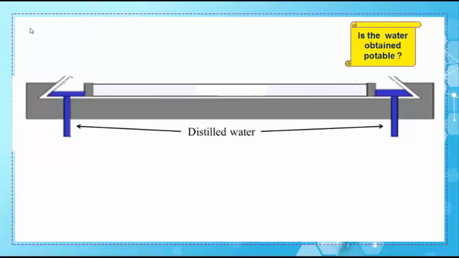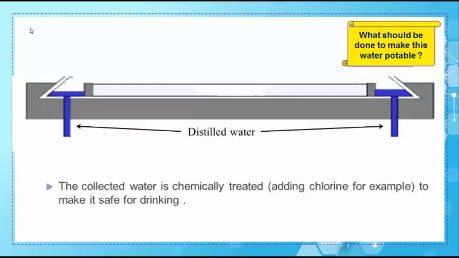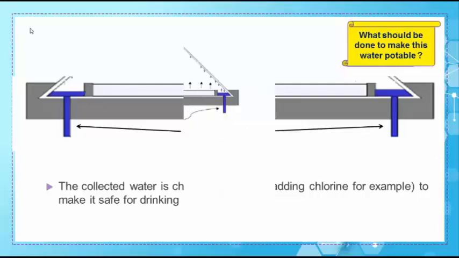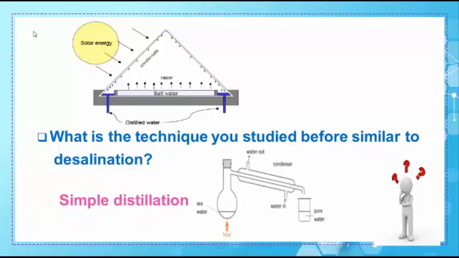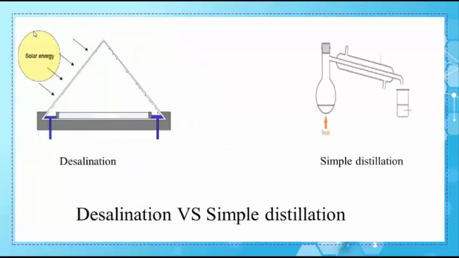Is the water obtained potable? Excellent. No, it is not potable. What should be done to make this water potable? The collected water is chemically treated, adding chlorine, for example, to make it safe for drinking. What is the technique you studied before, similar to desalination? Excellent. Simple distillation. Let us compare between the two techniques.